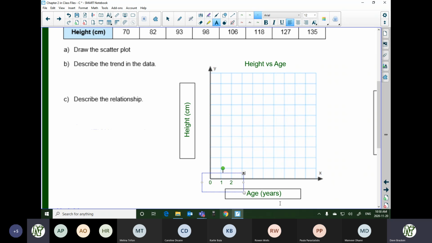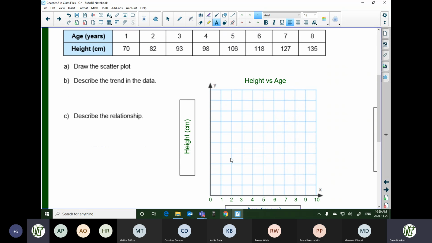The next one will be my 2. Then I'll have my 3. Then I go to my 4, 5, 6, 7, 8, 9. Let me go one more. And 10. Okay? So now I know exactly what each line represents on the bottom.